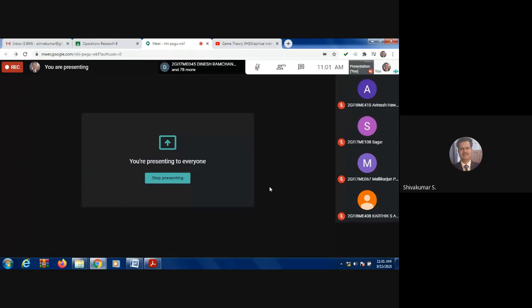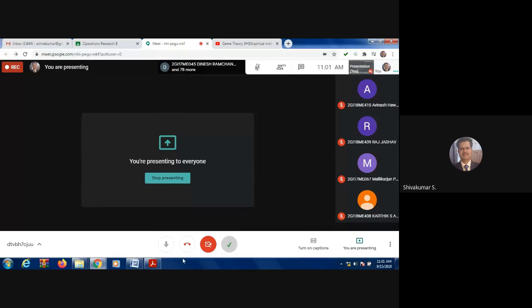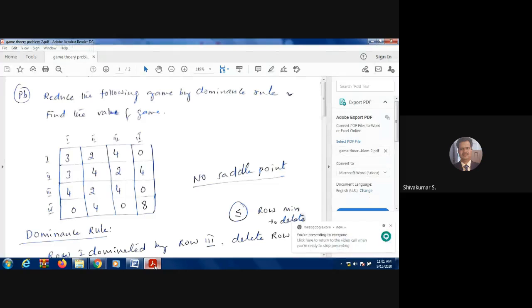Yes, I'm going to give one problem. Okay, you have to solve. This is the problem. Reduce the following game by dominance rule and find the value of game. This is the matrix given. This question is for 10 marks usually in examination. You can expect two questions from game theory for 20 marks.